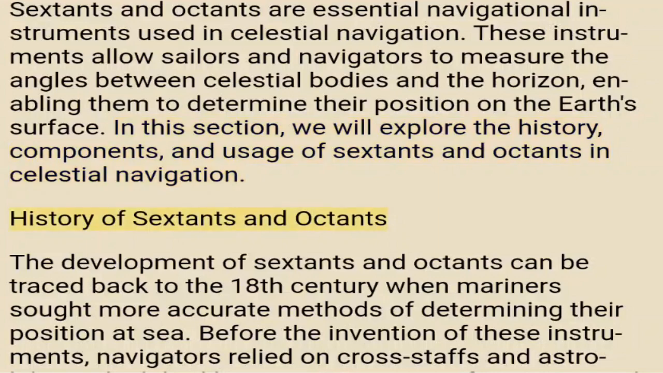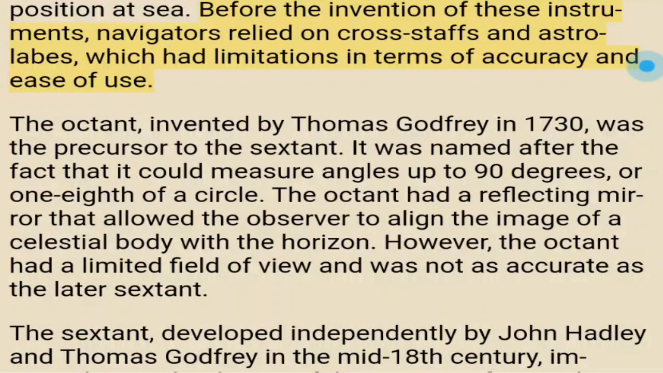History of sextants and octants. The development of sextants and octants can be traced back to the 18th century when mariners sought more accurate methods of determining their position at sea. Before the invention of these instruments, navigators relied on cross staffs and astrolabes, which had limitations in terms of accuracy and ease of use. The octant, invented by Thomas Godfrey in 1730, was the precursor to the sextant.